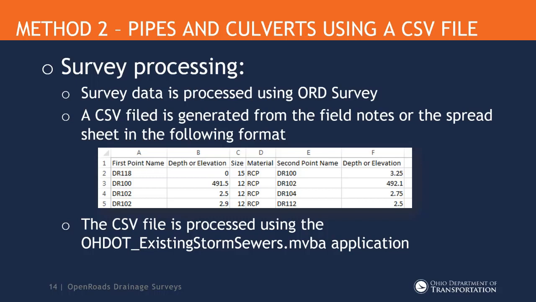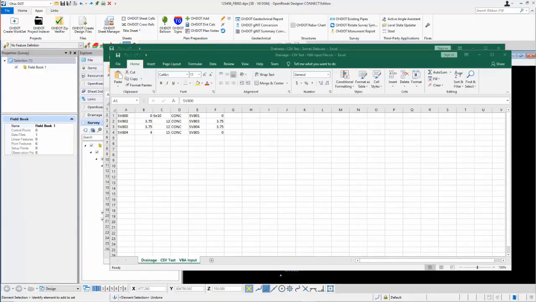at that point. With this format, when it's processed, any depth value that's over 200, it assumes that's an elevation. If it's less than 200, it assumes it's a measurement from the survey shot itself. And there's a VBA application out there now to process this CSV file, and you'll see as we go through this that we've made some updates to this VBA application itself. Let's take a look at a simple example using a CSV file to draw the drainage pipe information.